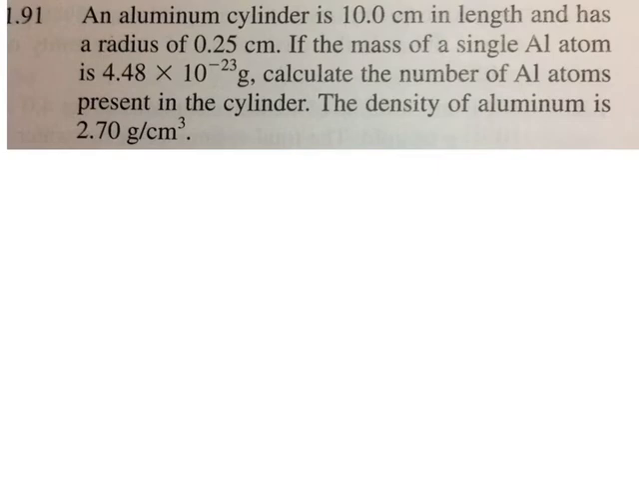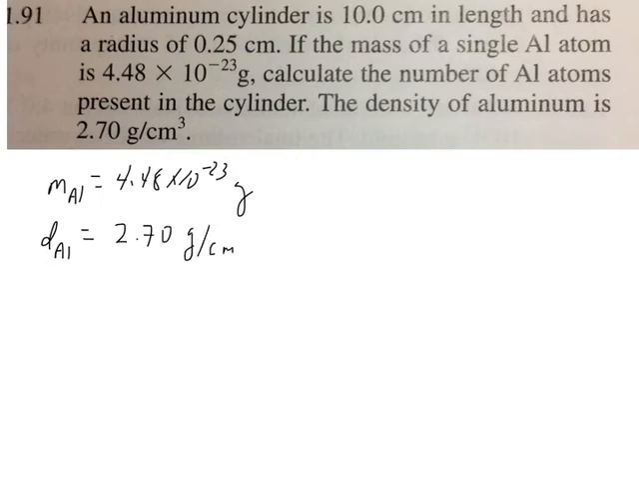So, always write down what you know and what you do not know. We know that the mass of an aluminum atom is equal to 4.48 times 10 to the minus 23 grams. They also tell us that the density of aluminum is equal to 2.7 grams per cubic centimeter, and we want to find out the number of aluminum atoms.